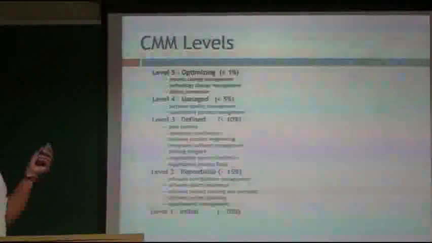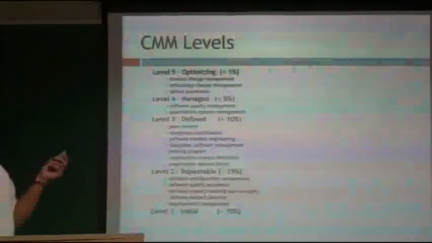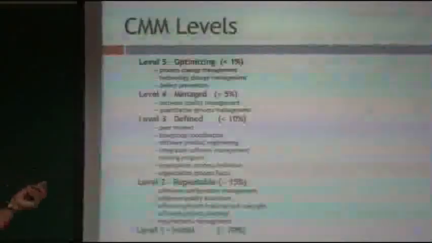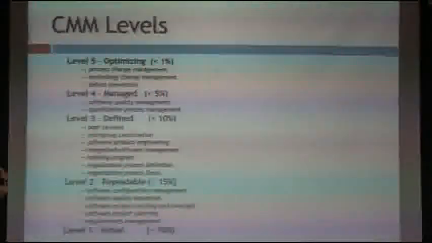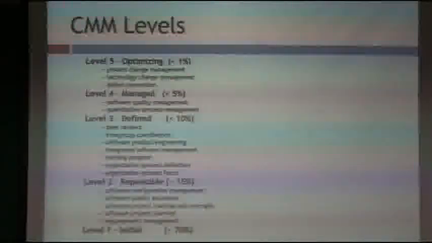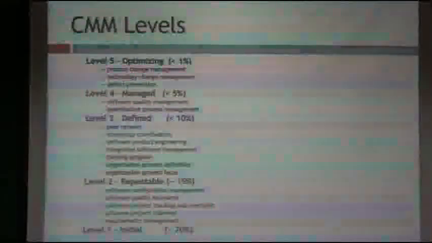I'll just go to level 5, optimizing. Here optimizing is process change management, technology change management, defect prevention. After completing the software with any one of the software development life cycles, how would you check the quality of the software before releasing the beta or alpha version? For that we have this model, the CMM levels. There are 5 levels: level 1 initial, level 2 repeatable, level 3 defined, level 4 managed, and level 5 optimization. 100% is divided across these levels.